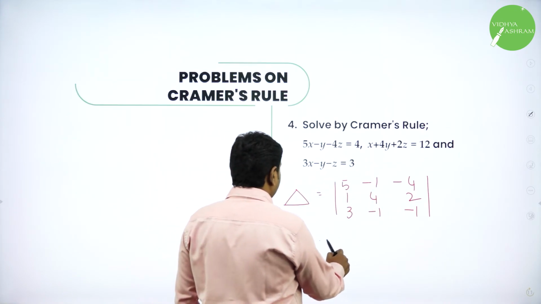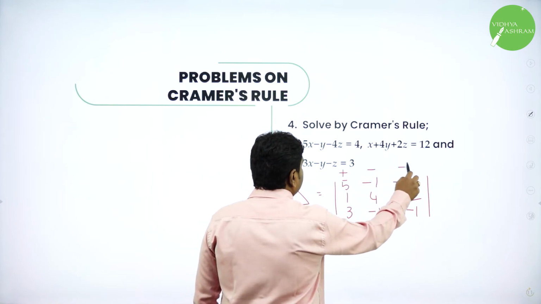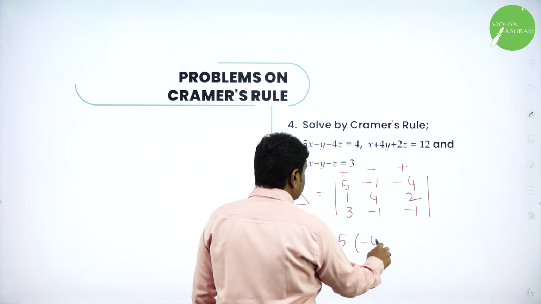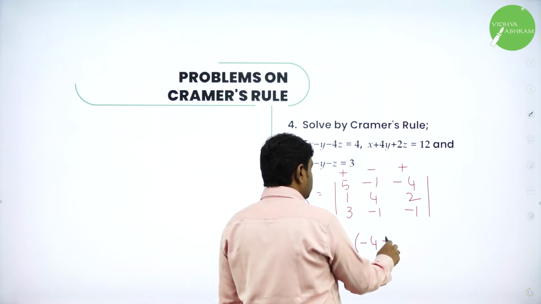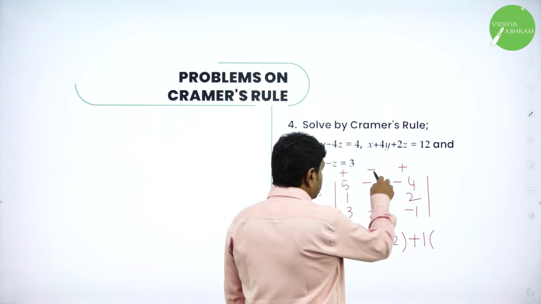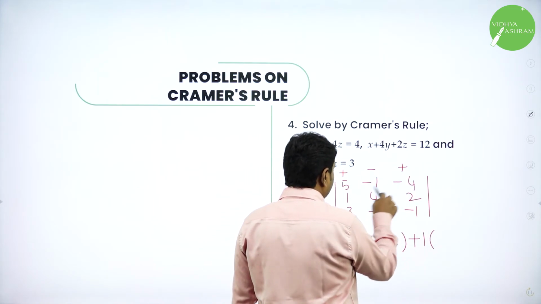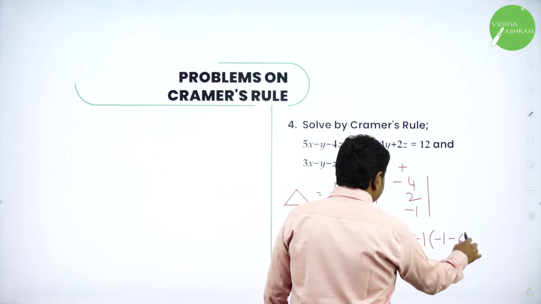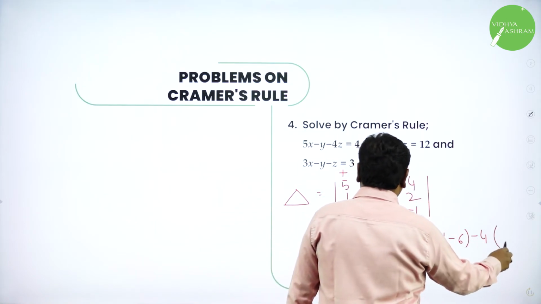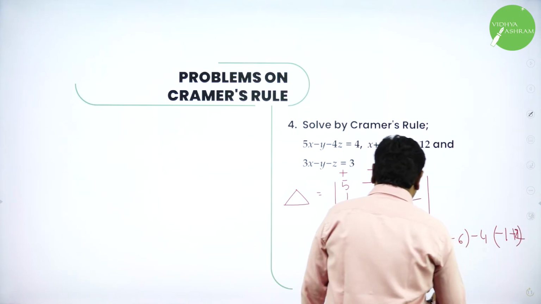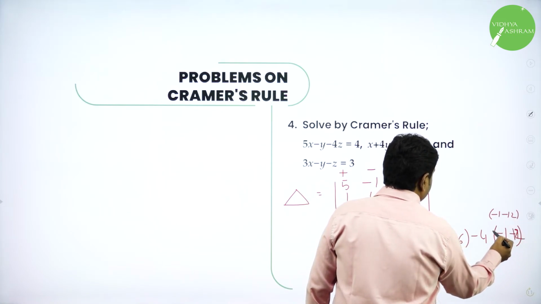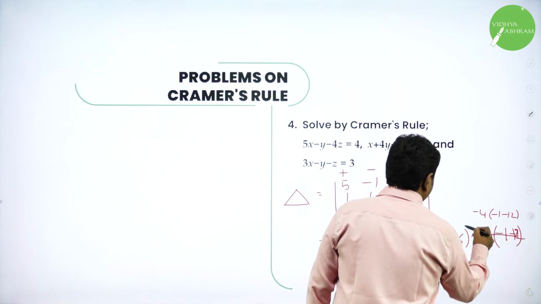Now expand this. All of you know how to expand a 3 cross 3 determinant, plus minus plus. 5 into, delete the column, delete the row, you will have -4 minus of minus becomes plus 2. Then minus of minus becomes plus 1 into, delete the column and row, you will have -1 minus 6. Plus into minus is minus 4 into, delete the column and row, you will have -1 minus 12.